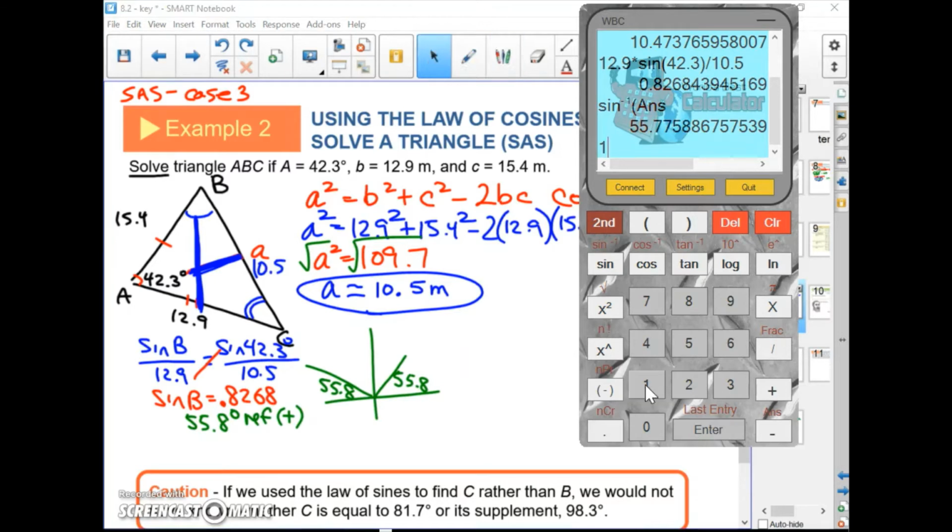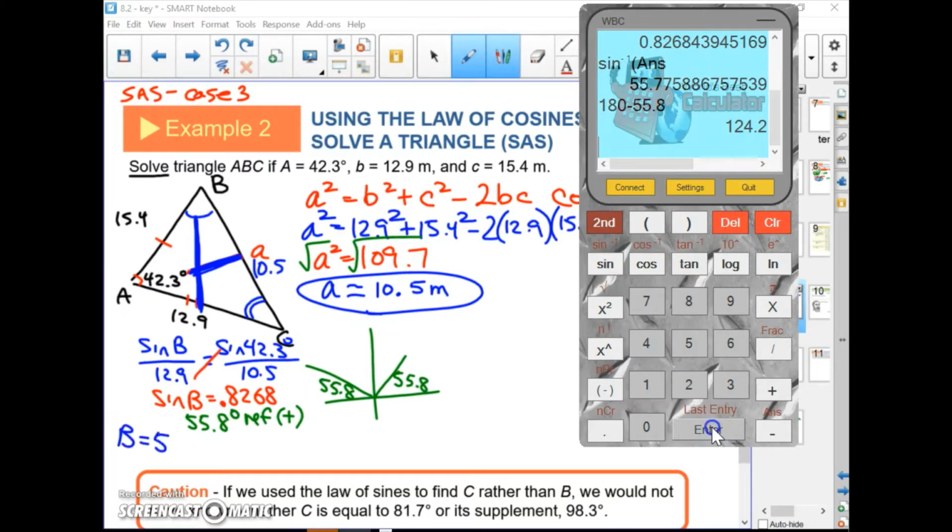Now look at the second one. The second angle is going to be 180 minus 55.8, which is 124.2. Okay? So what we have at this point, B either equals 55.8 degrees or B equals 124.2 degrees. But if you had an angle of 124 in a triangle, that's going to have to be the biggest angle in a triangle. Does that make sense? Do you agree with that? Yeah. It can't be anything bigger than 124.